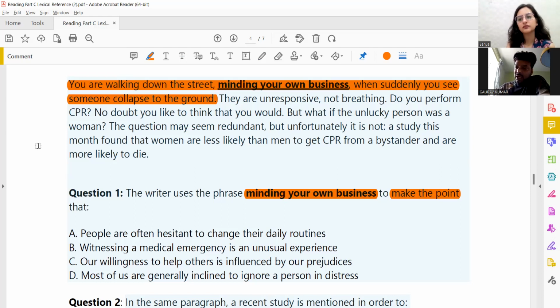So it's basically, I think, an opinion. No, so this is not asking you the writer's opinion, okay? What is the question saying? Why is that phrase, mind your own business, being used?